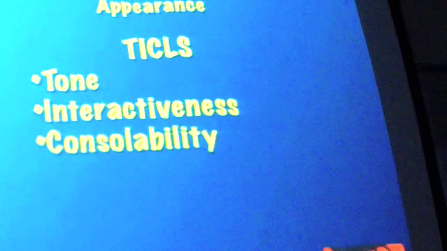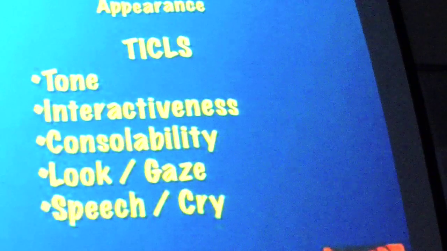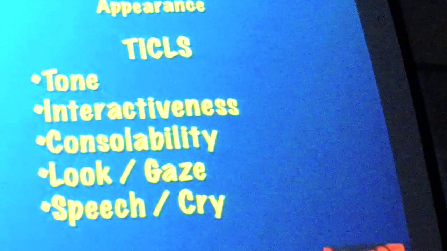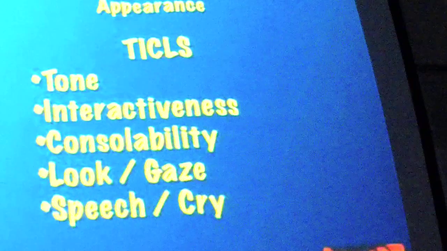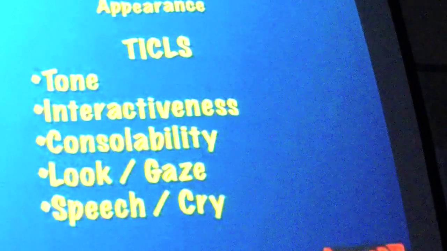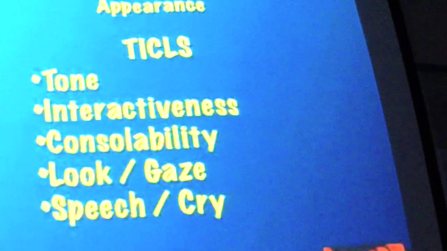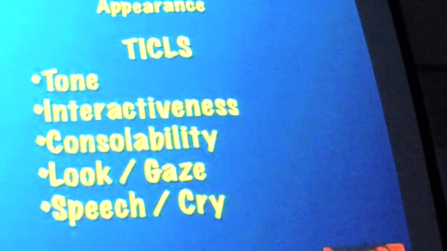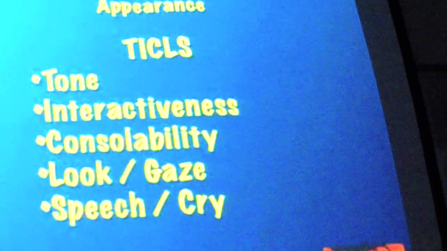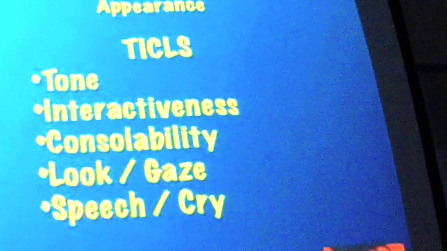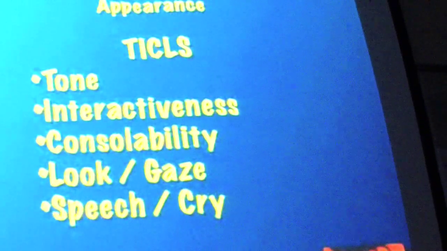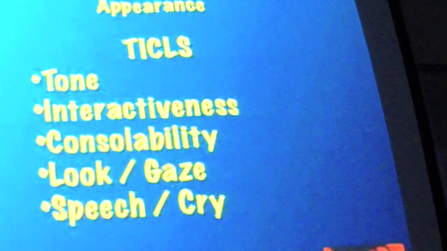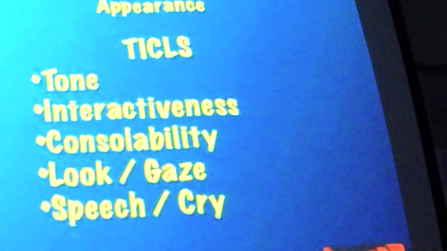So let's look at appearance first of all. Appearance uses the acronym TICKLES, and TICKLES refers to tone, interactiveness, consolability, look or gaze, and speech or cry. And these are the things you can look at from across the room. You're looking at their appearance and their general interacting with the environment, their tone. You know, how are they responding to their providers? If they're sitting with their mother, and this comes to consolability, they're interacting with their environment. They notice you when you walk into the room. Are they easily consoled? Is mom able to calm them down? When they look at you, does their gaze seem vacant? Are they actually making eye contact and appear to be looking at differences around the room?